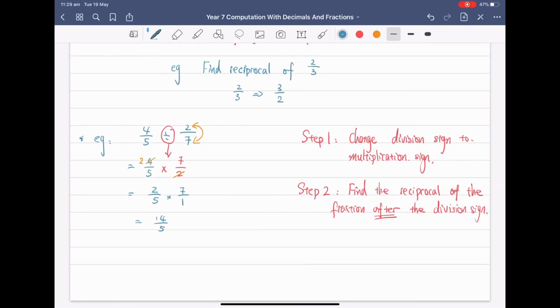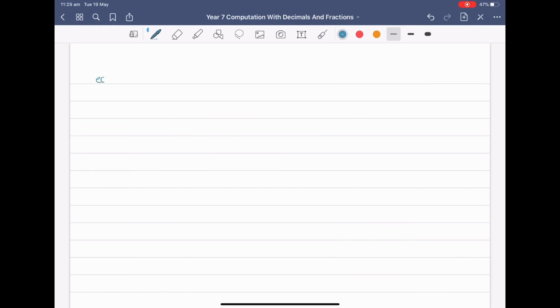I'd like to do a few more examples. Another example would be 12 over 20 divided by 4 over 5. First step, we change that division sign to multiplication. Then we swap the fraction just after the division sign. That becomes 5 over 4. Once we've finished that, what we need to do is simplify the fractions. Simplify first before you multiply.